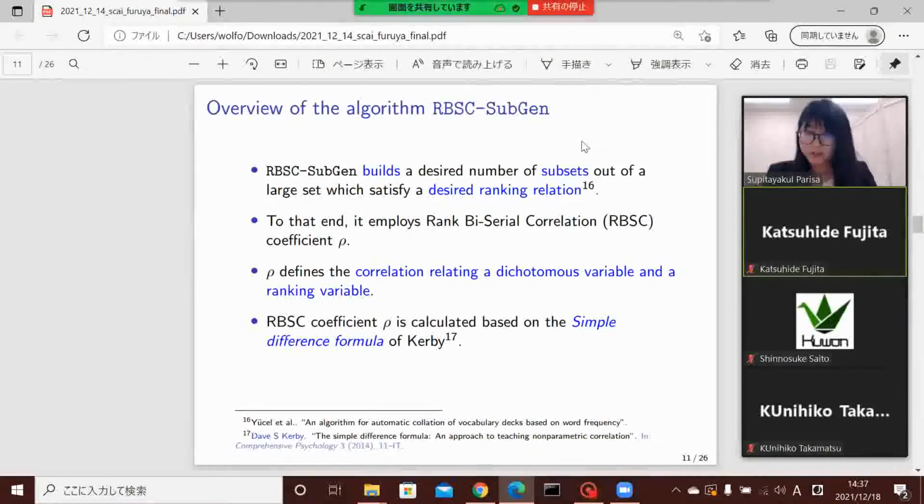First, I would like to give an overview of the algorithm RBSC subset. This algorithm builds a desired number of subsets out of a large set which satisfy a desired ranking relation. To that end, it employs the rank biserial correlation, or we can call RBSC, coefficient. The value defines a correlation relating a dichotomous variable and the ranking variable. This RBSC coefficient is calculated based on the simple difference formula of Kerby.